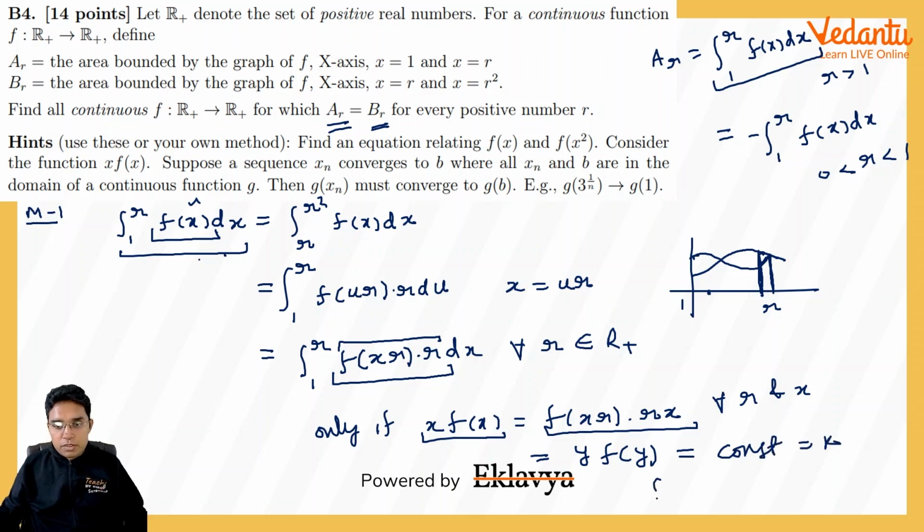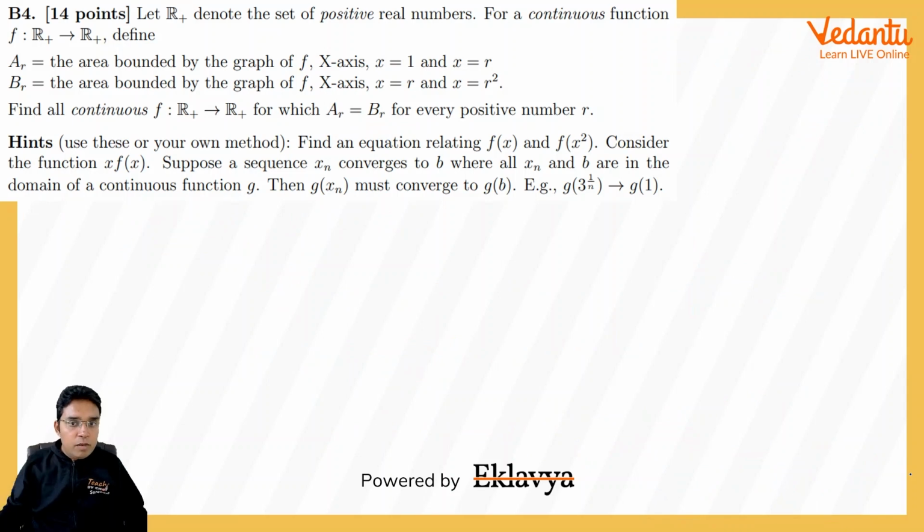So if that is constant, then f(x) will be equal to k upon x. So that is the answer of this question, that f(x) can be any function of the form k upon x, where k belongs to R positive, because the function is positive, so k also has to be positive only. So that is one method. I'll tell you one more method.